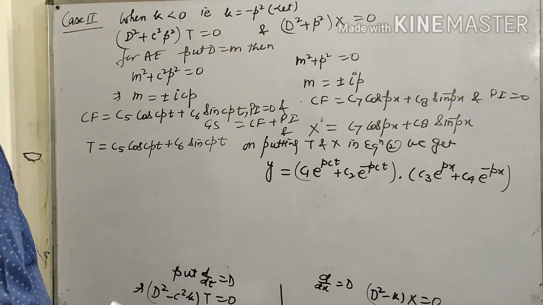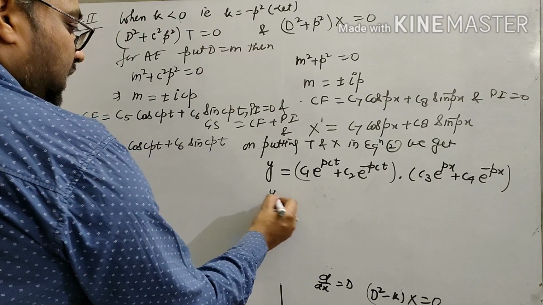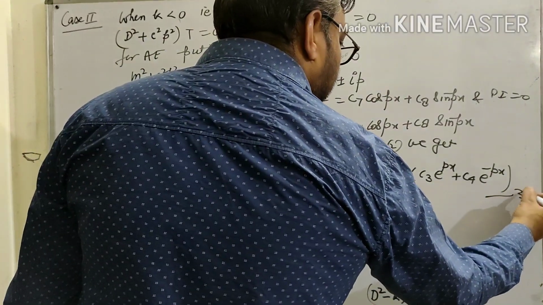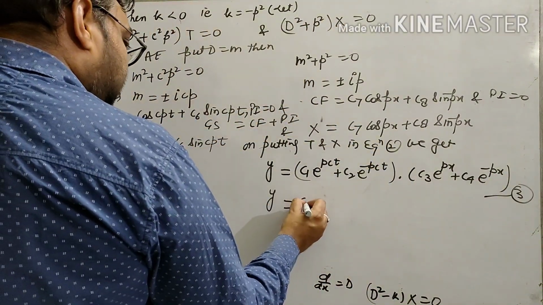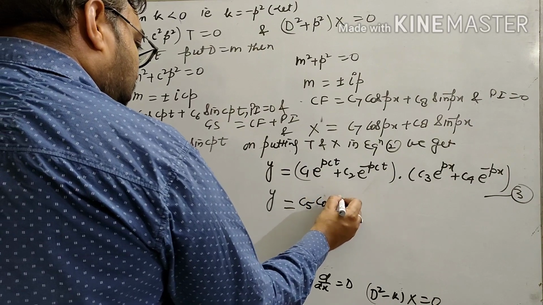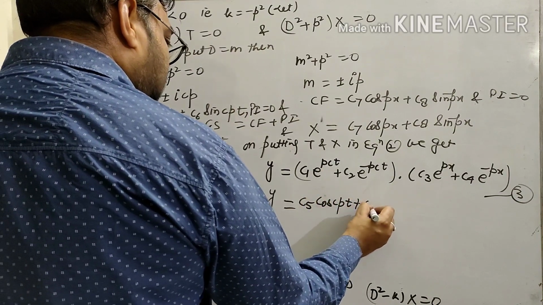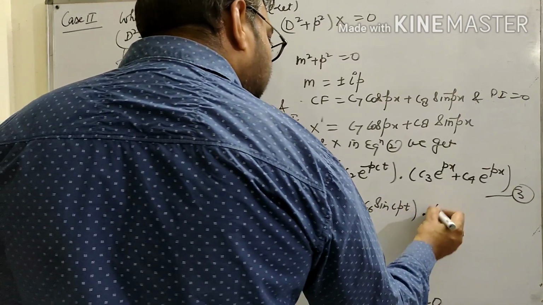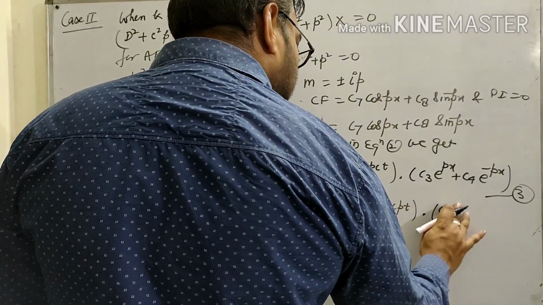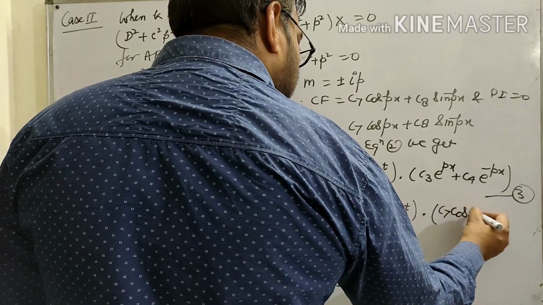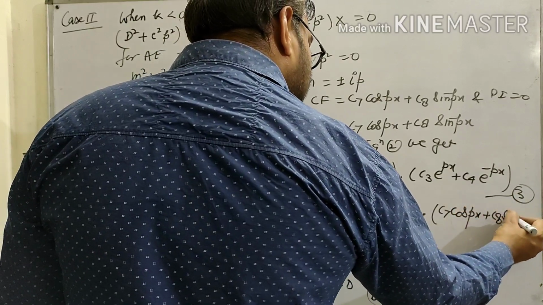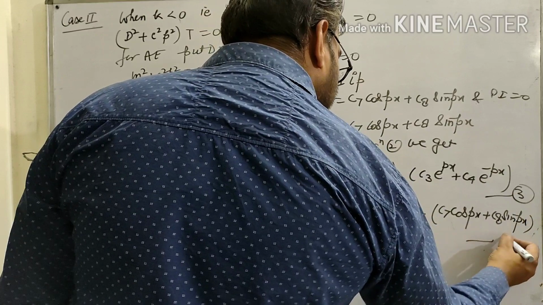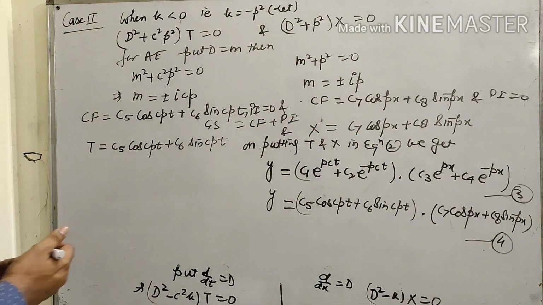On putting T and X in equation number 2, we get y equals C5 cos cpt plus C6 sin cpt into C7 cos px plus C8 sin px. It is equation number 4.